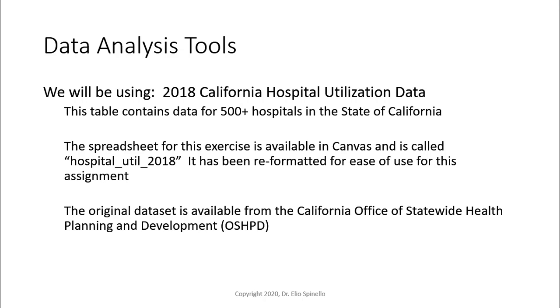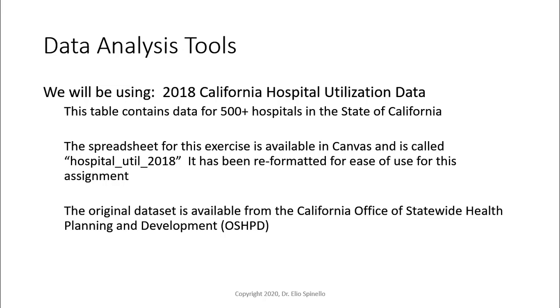Now, the data set we'll be using is the 2018 California Hospital Utilization Data. This is a database for over 500 hospitals in the state of California, and it contains actually a ton of information about each one of those hospitals. So all kinds of information about how many patients are treated, how many beds in various units, the average revenues collected by types of patients, their budgets. There's a lot of information about those hospitals. So there's some really interesting stuff that we can use.